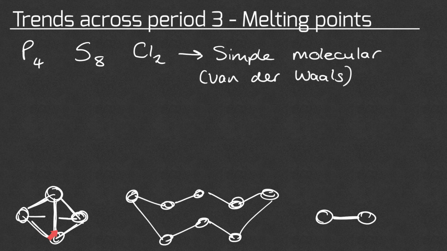And we can see here representations of the structure of phosphorus, sulfur and chlorine. Phosphorus is 4 atoms arranged loosely like this. It's a bit like a triangular based pyramid. Sulfur S8 is a bit like a crown shaped, and chlorine is just 2 atoms joined together with a single covalent bond.